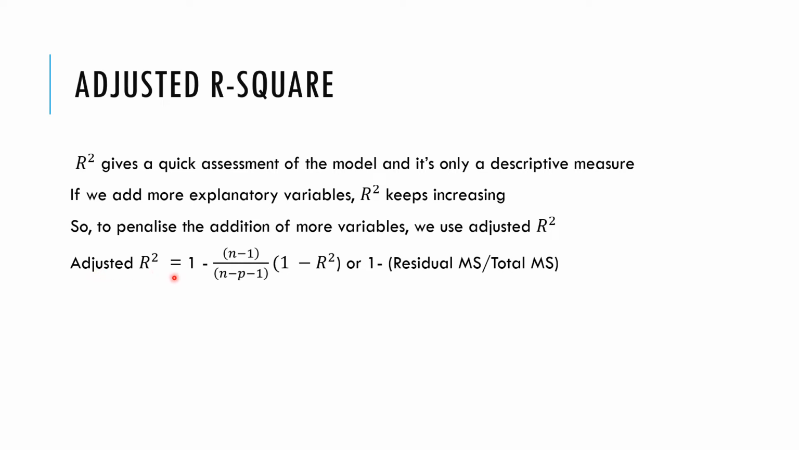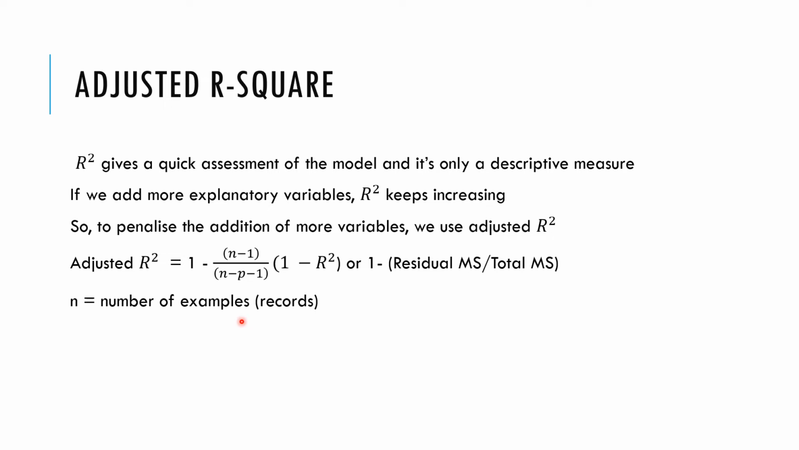This is the formula. Adjusted R square is equal to 1 minus (n minus 1) divided by (n minus p minus 1), multiplied by (1 minus R square). Here n is the number of examples and p is the total number of predictors, or independent variables. Another definition of the same adjusted R square is 1 minus residual MS by total MS, that is, residual mean square by total mean square. We'll see what that is.